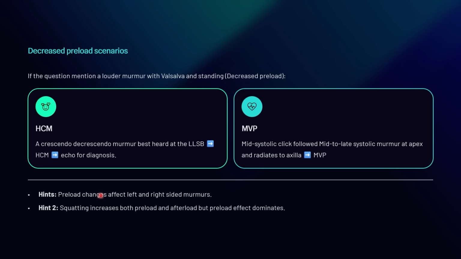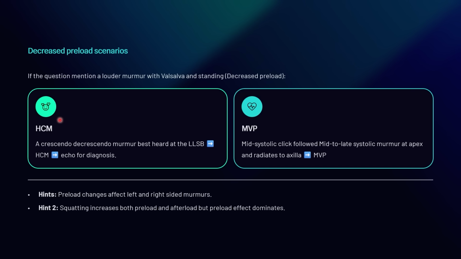Remember that preload changes affect left and right-sided murmurs, and squatting increases both preload and afterload, but the preload effect dominates. So squatting will increase the preload, which means increased flow across the valves and increased intensity of all murmurs, except in hypertrophic cardiomyopathy and MVP.